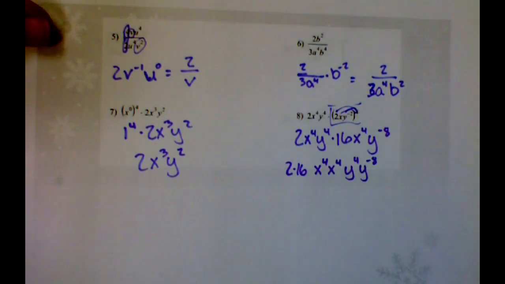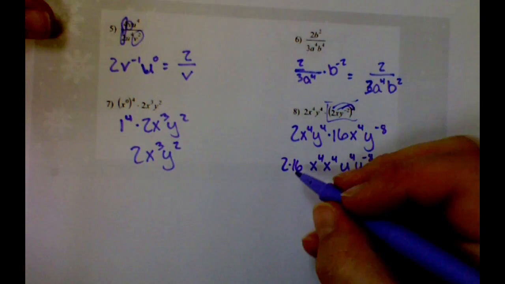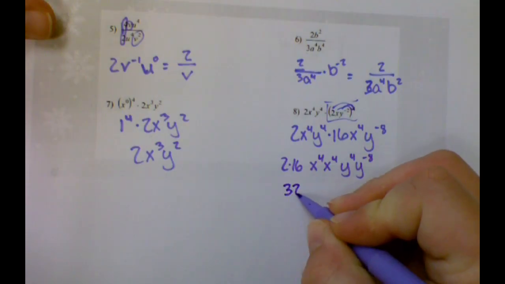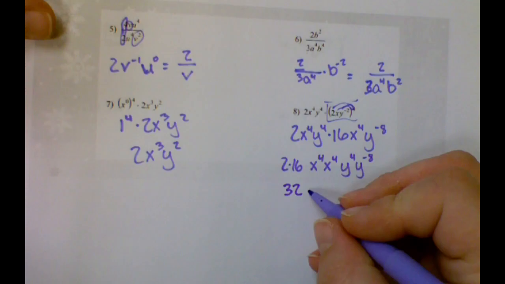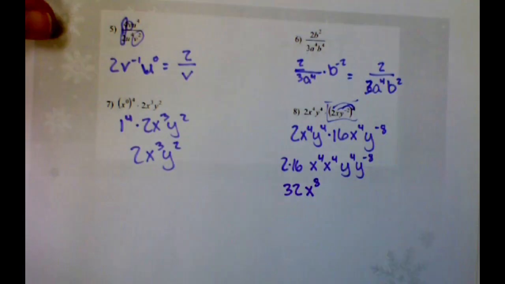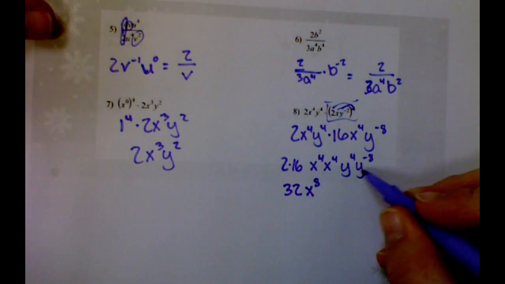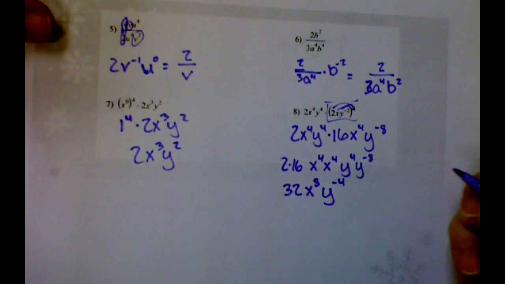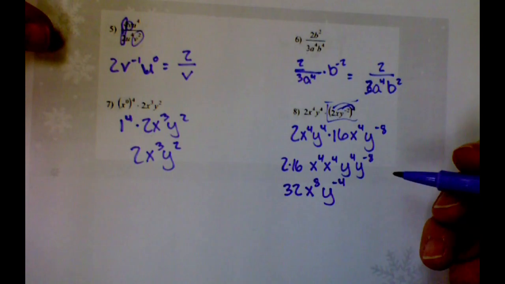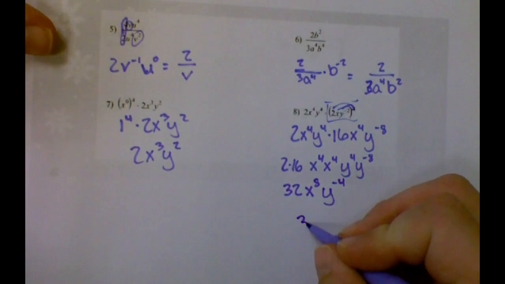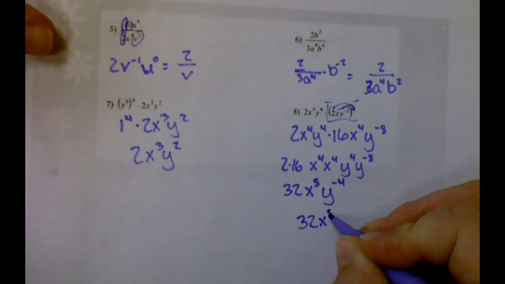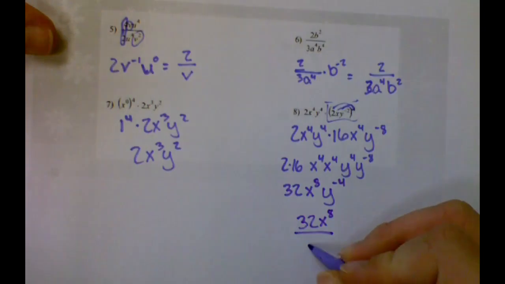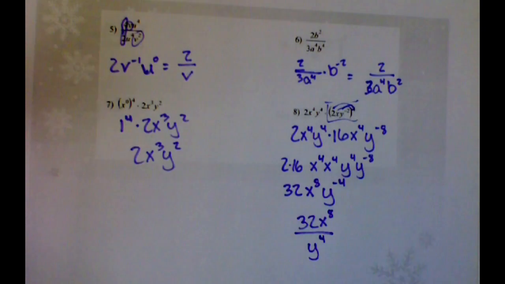Before I move anything to the denominator, I'm going to do this. So 2 times 16 is 32. X to the 4th times x to the 4th. I add my exponents, making it x to the 8th. Y to the 4th times y to the negative 8th. I add the exponents, making it y to the negative 4th. Now I have to move that y to the negative 4th to the denominator. So my 32x to the 8th power stays in the numerator. My y moves to the denominator, becoming a positive 4th power.